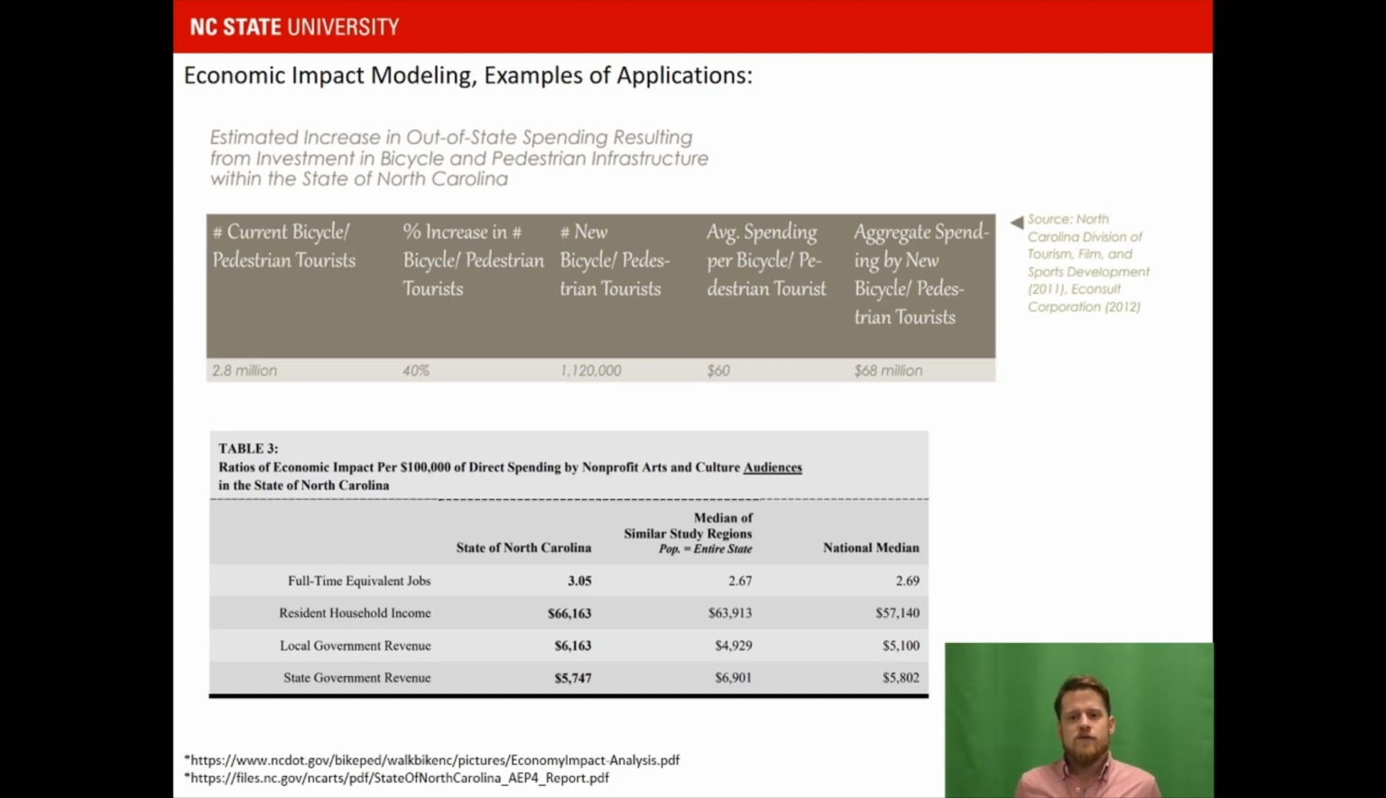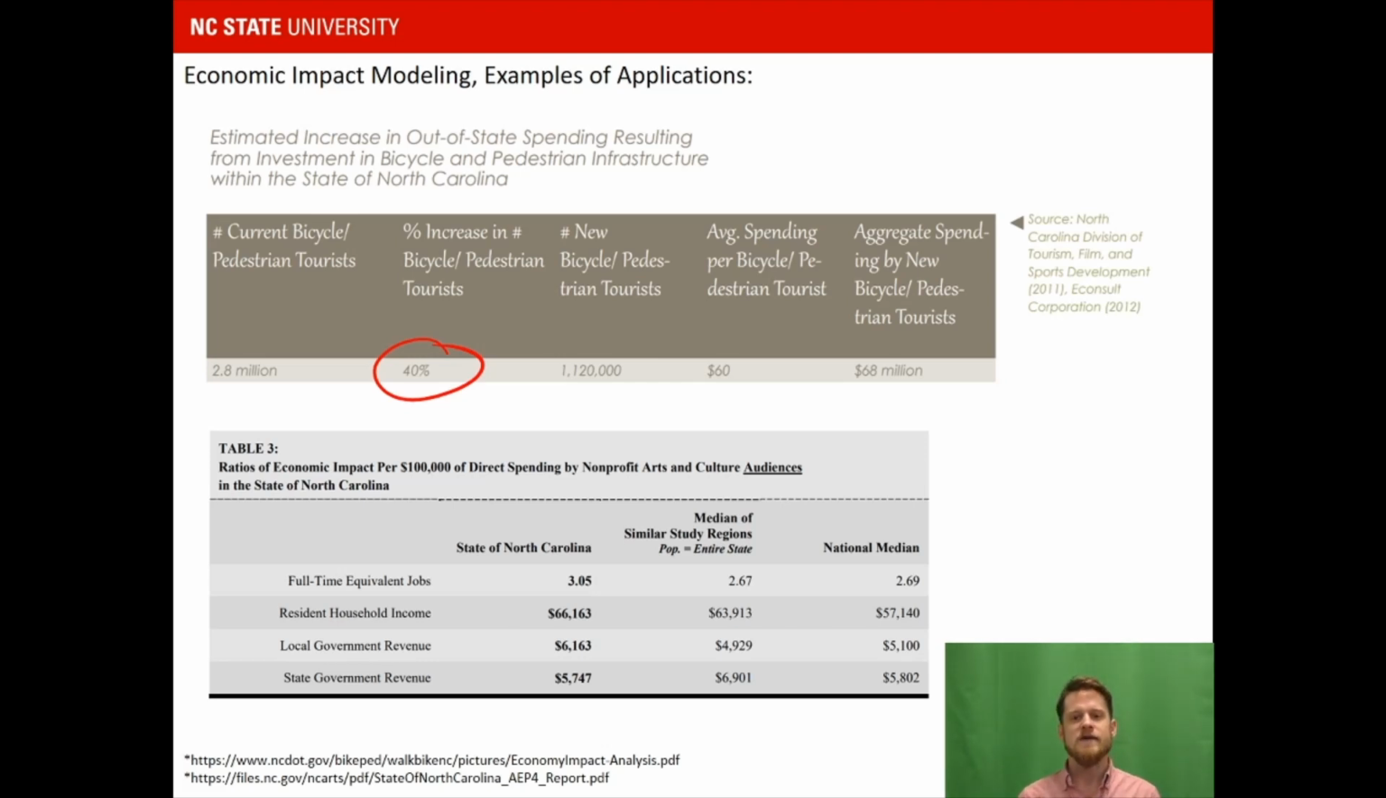Okay, so I want to take this slide really just to illustrate what impact assessments look like. And so I've got two different ones shown here, and we'll look first at the top. This is a very simple kind of economic estimate based on expecting tourism associated with pedestrians and bicyclists. So they expect that will increase by 40% from out-of-state residents.